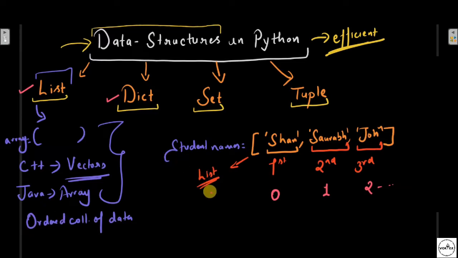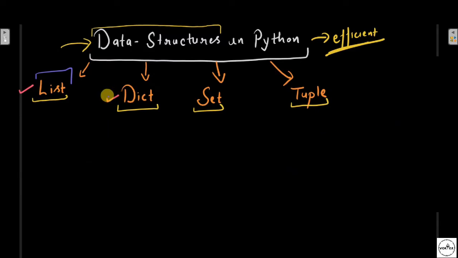There are hundreds of operations that you can apply on top of a list, but we are not going to deep dive into this because it is off topic. Now let's understand what exactly a dictionary is. In short, a dictionary is nothing but a key value pair. It's all about a key value pair.